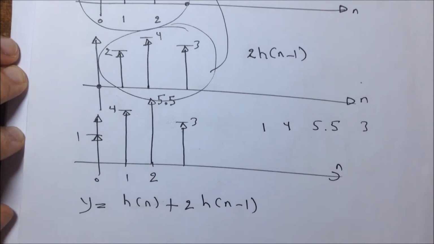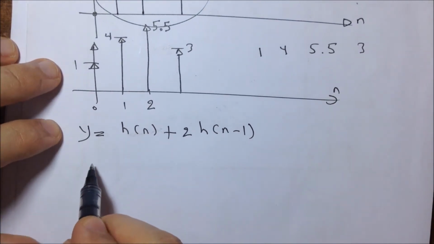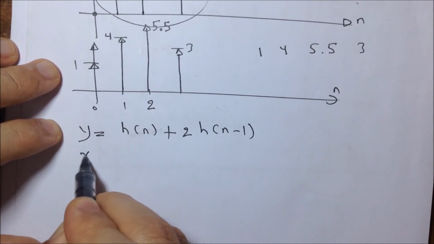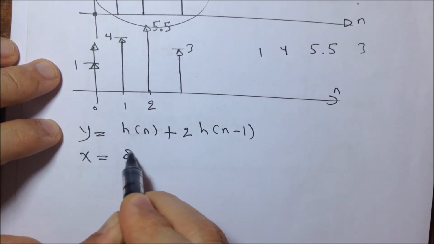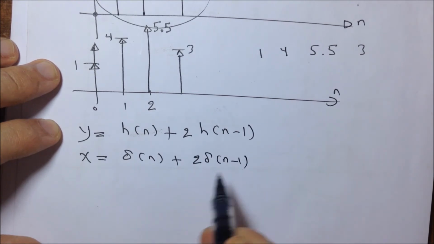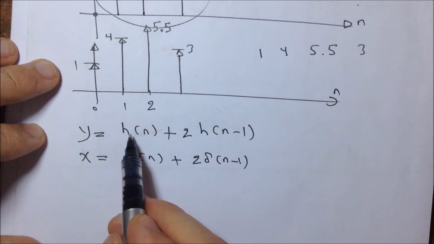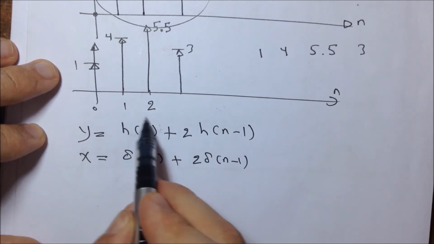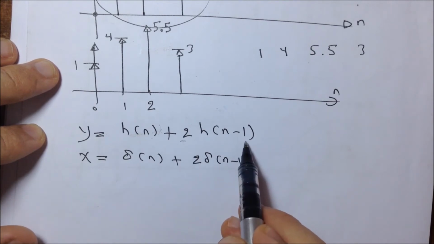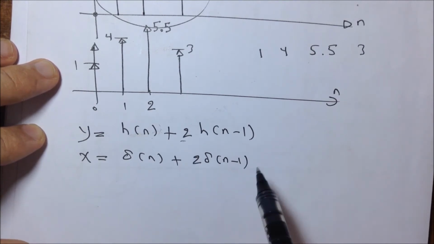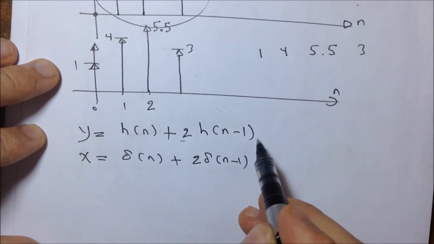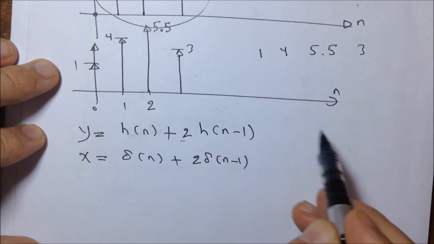So as you can see, the output of the system for the input x, which was actually delta of n plus 2 delta of n minus 1, was basically just a couple of impulse responses. This is just an impulse response. This is another impulse response, but it's multiplied by 2 and shifted by 1, and so on. If there was another impulse here and then another one, the output of the system is just going to be more impulse responses, more h of n's.